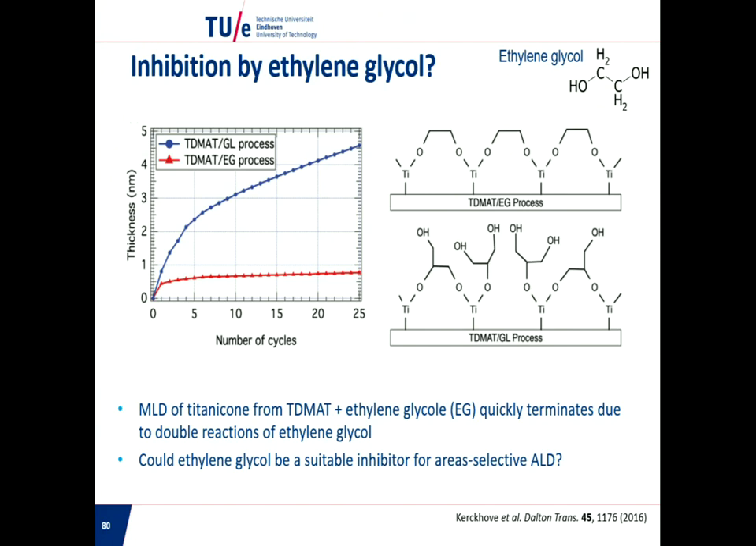And here for this ethylene glycol case, they found that at some point the growth stops. And the explanation I read in this paper is that something like this happens. At some point, you have these double reactions, and then the surface becomes unreactive for more precursor molecule adsorption. So the fact that the reaction stops here tells me that this might be a good starting point for using these molecules as an inhibitor for selective deposition. Do you think this would work? Are there any limitations we have to think about?